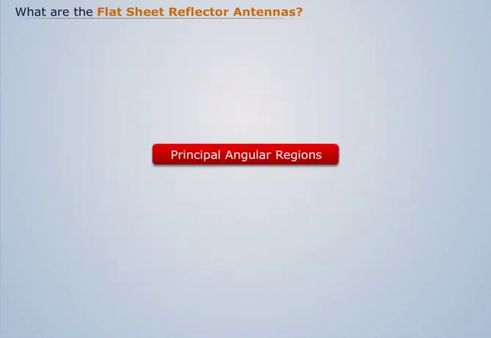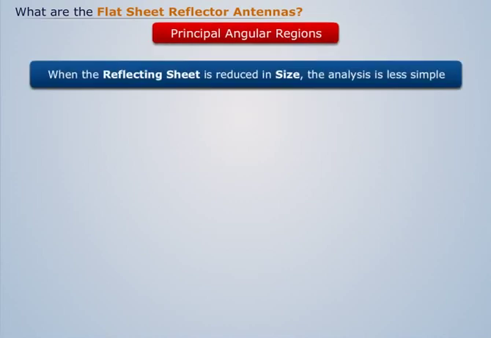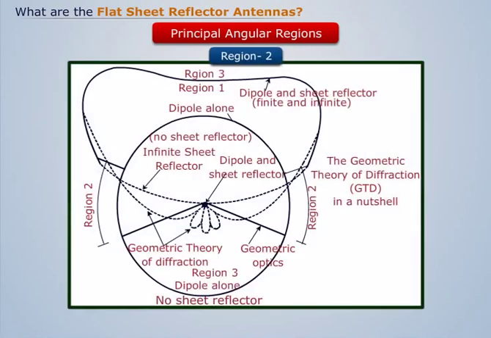Now let us discuss the three principal angular regions. When the reflecting sheet is reduced in size, the analysis is less simple. For region 1, we say that the radiated field is given by the resultant of the direct field of the dipole and the reflected field from the sheet. For the second region, there is only the direct field from the dipole.